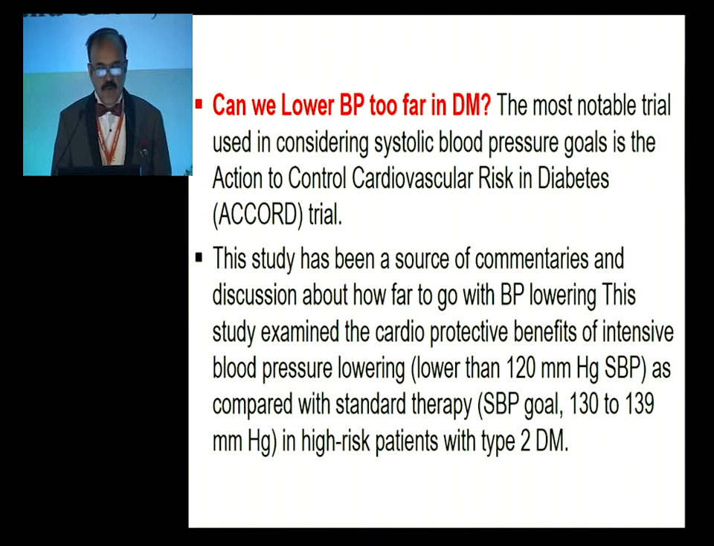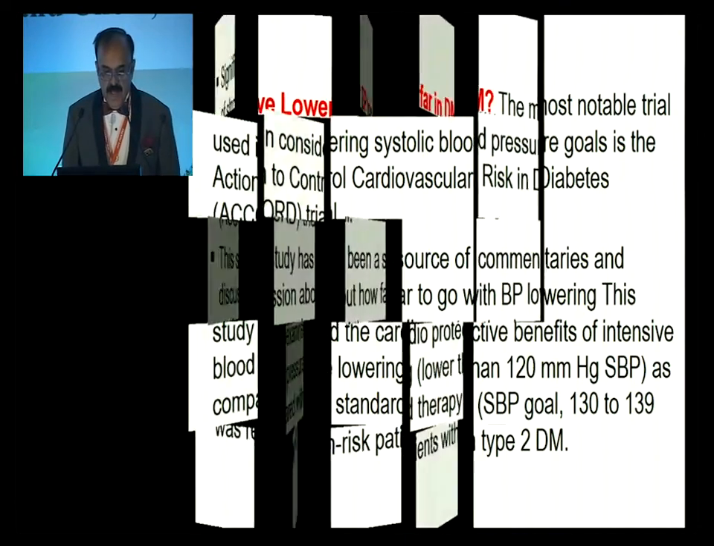How far can we lower blood pressure? The most notable trial used in considering systolic blood pressure goals is the Action to Control Cardiovascular Risk in Diabetes, the ACCORD trial. This study has been a source of commentaries and discussion about how far to go with BP lowering. It examined the cardioprotective benefits of intensive blood pressure lowering as compared with standard therapy, 130 to 139, in high-risk patients. What do they say?